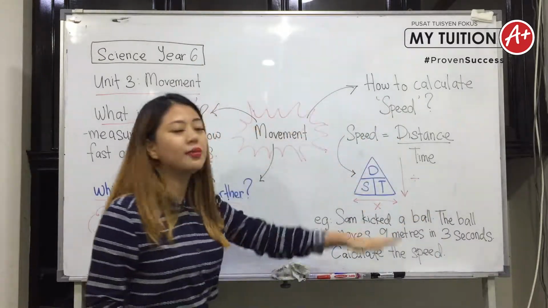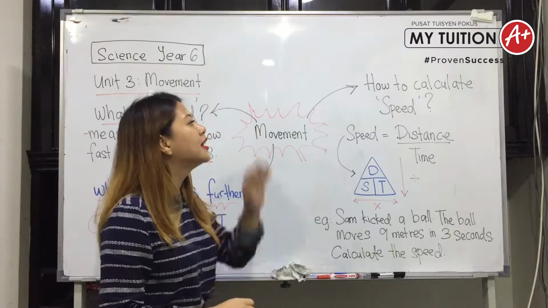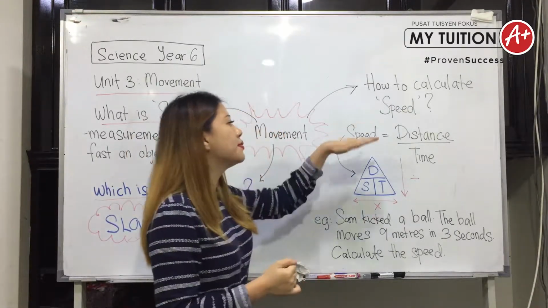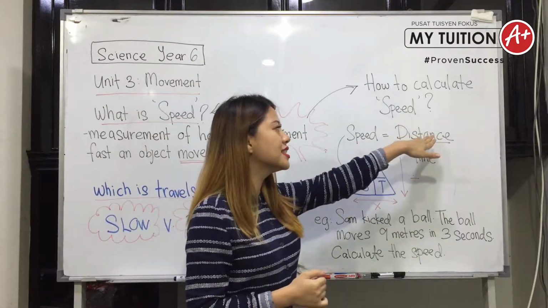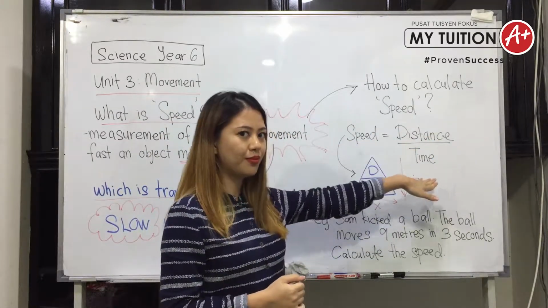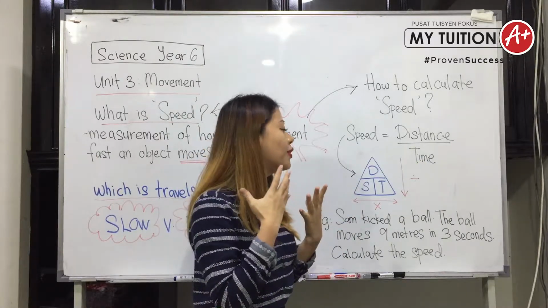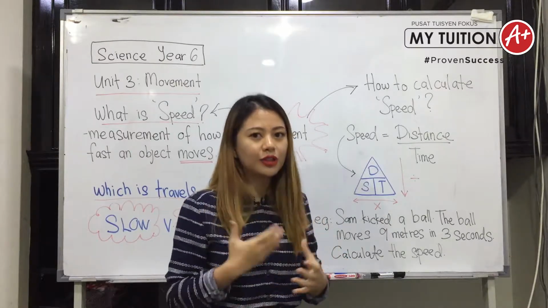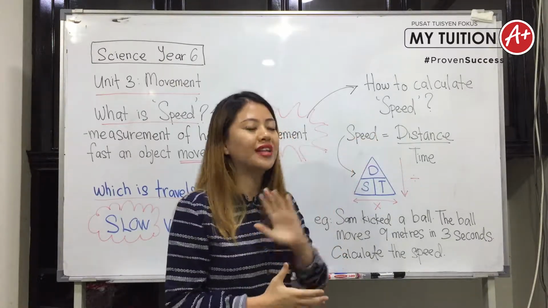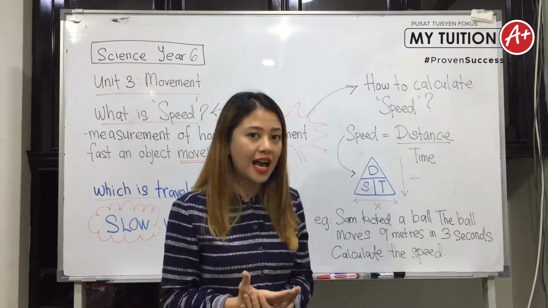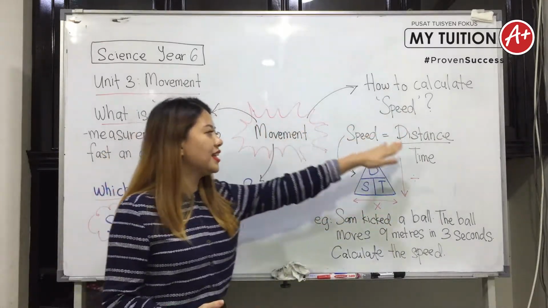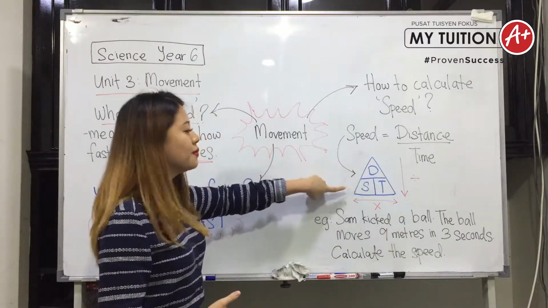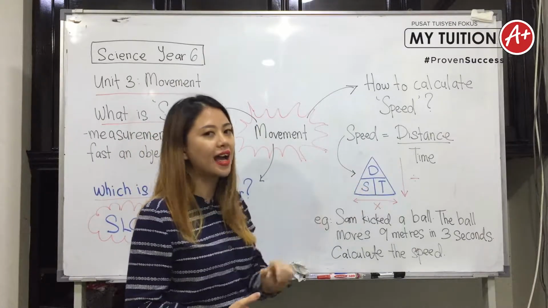Now let's look at the formula used to calculate speed. How do we calculate speed? Basically, the formula is speed is equal to distance divided by time. Okay? But to remember easier and to help students to remember how to calculate speed or how to find the distance or even how to find the time, we are given the speed triangle formula. So D represents distance, S represents speed, and T represents time.